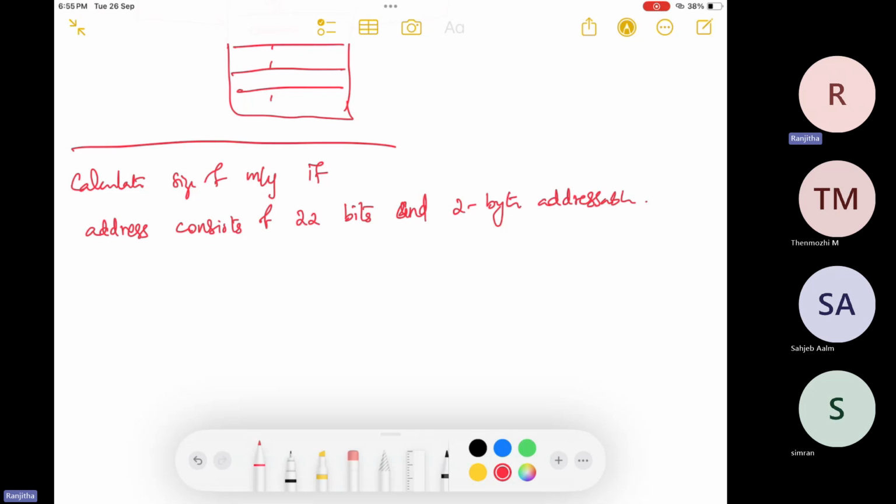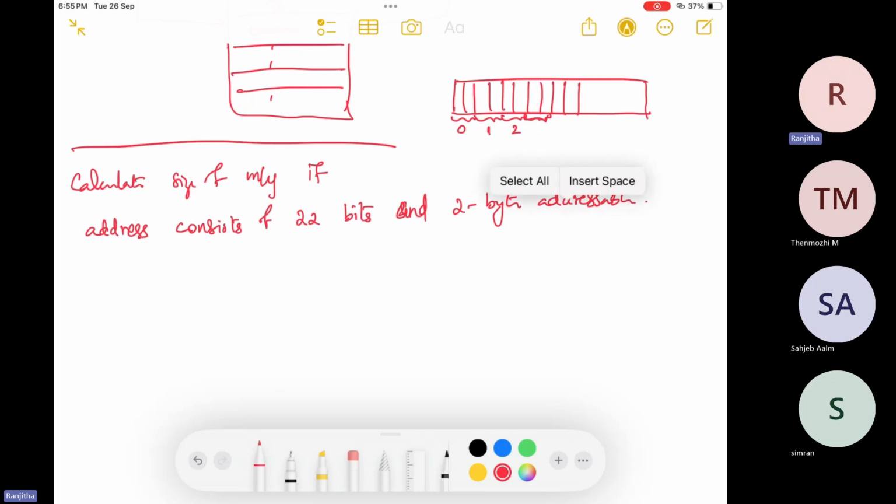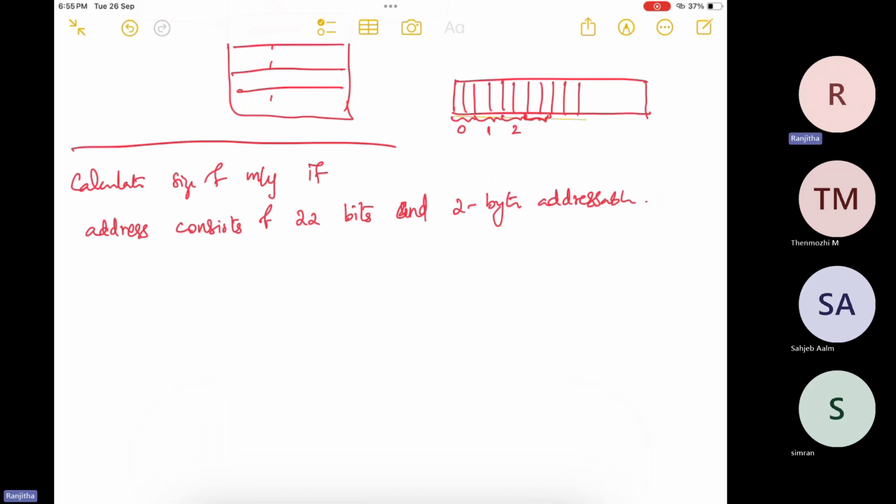In all the earlier examples, we were considering single byte addressable. Here, 2-byte addressable means, if we assume byte 1, byte 2, byte 3, up to byte 10, these 2 bytes will be addressed by 0, the next 2 will be addressed by 1, the next 2 by 2, like this. So one address will represent 2 bytes.